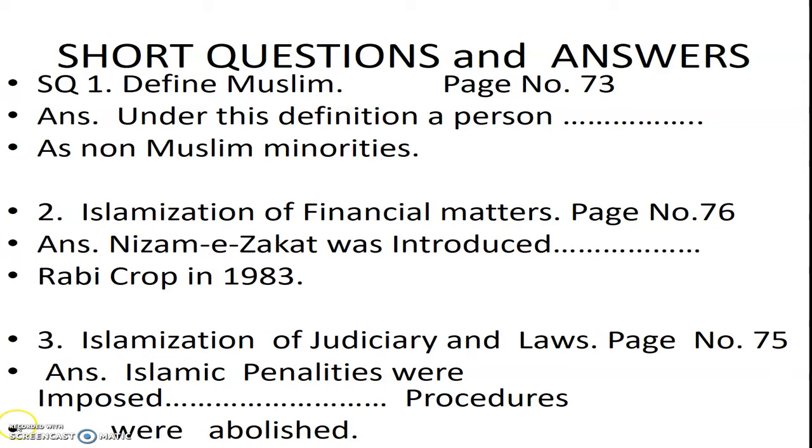Second, a Federal Shariat Court was established at the federal level. Its status was equal to that of the High Court. Ulama and experts of Islamic jurisprudence were appointed as judges in this court. Un-Islamic practices in the court procedure were abolished.